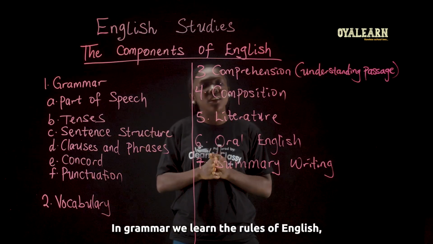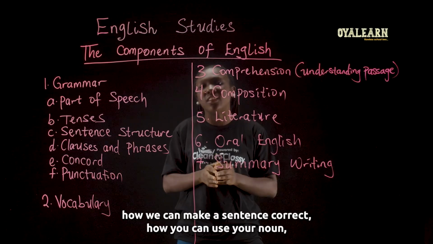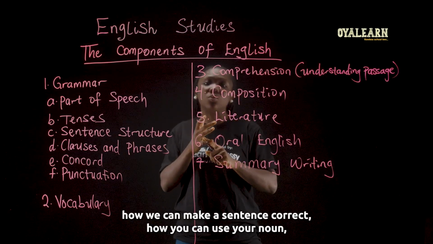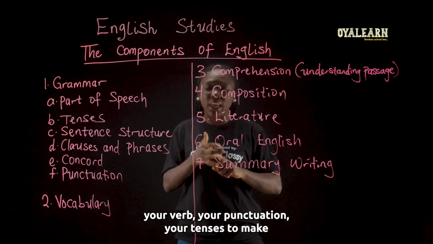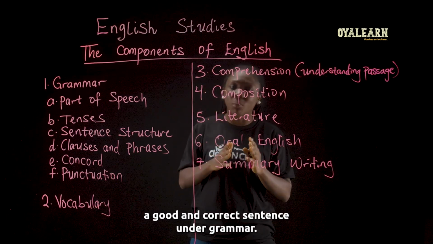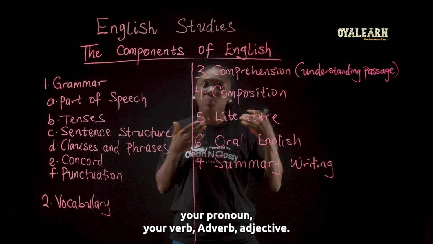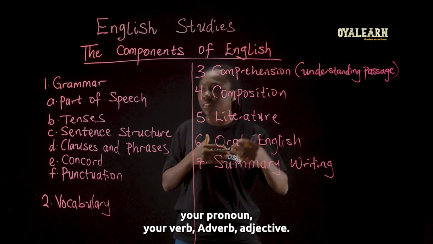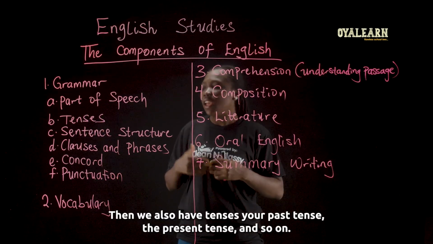In grammar, we learn the rules of English, how we can make a sentence correct, how you can use your noun, your verb, your punctuation, your tenses to make a good and correct sentence. Under grammar, we have parts of speech. Parts of speech are your noun, your pronoun, your verb, your adverb, your adjective. Then we also have tenses, your past tense, your present tense, and so on.